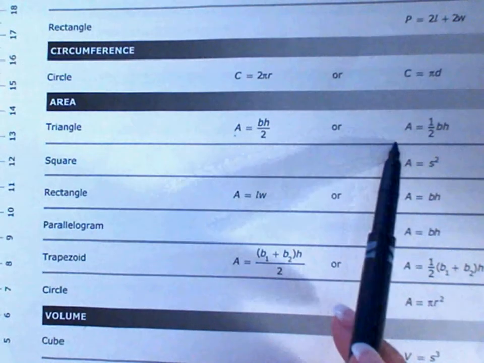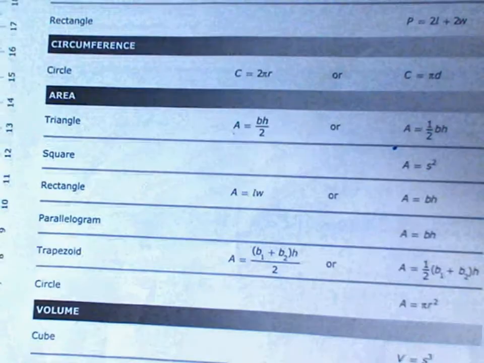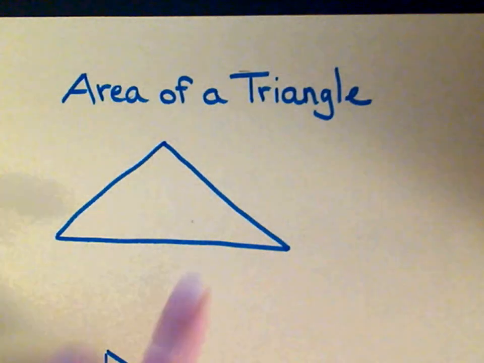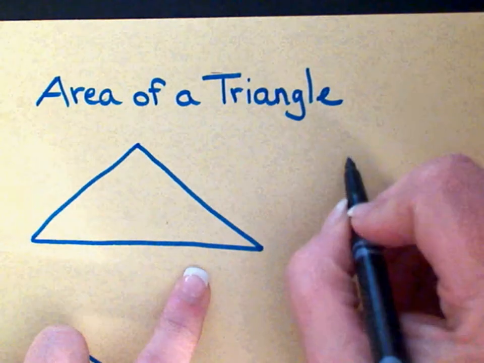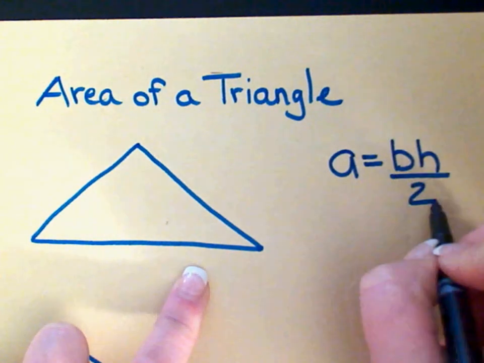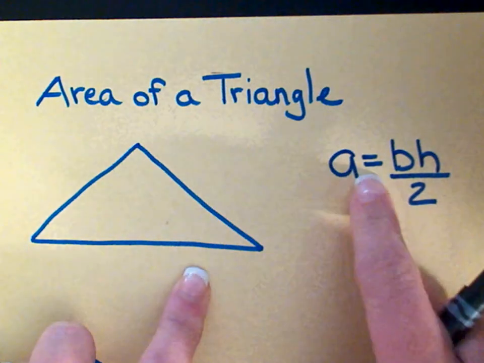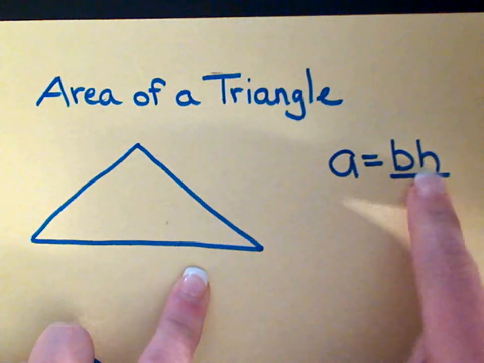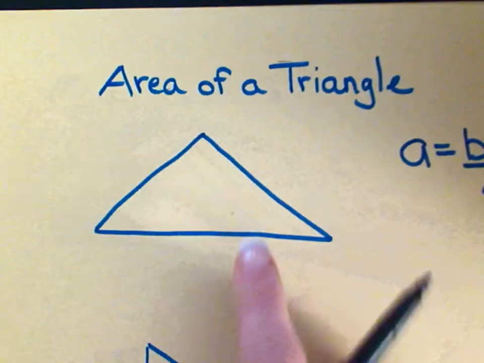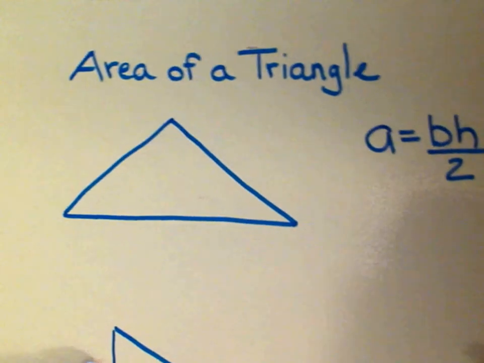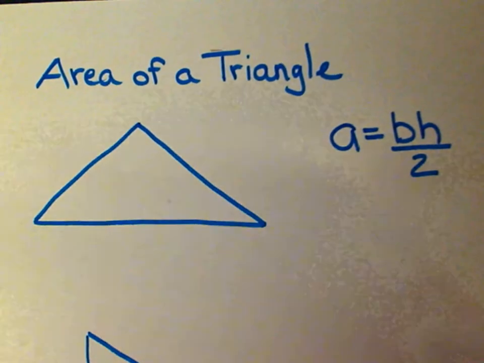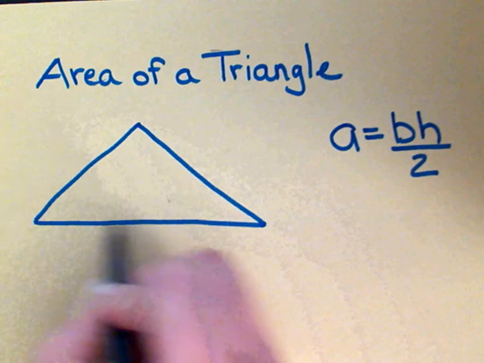There are two formulas. Both the formulas work the same way with one difference. The first one is A equals BH over 2. Simply put, area equals base times height divided by 2. So let's look at an example of how to use that formula when we are given a triangle.